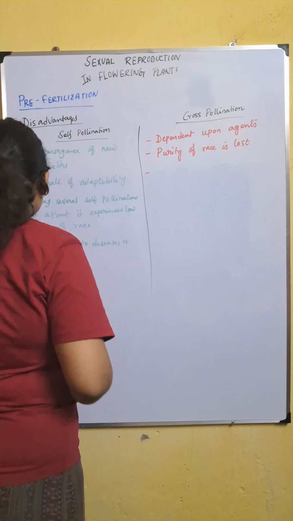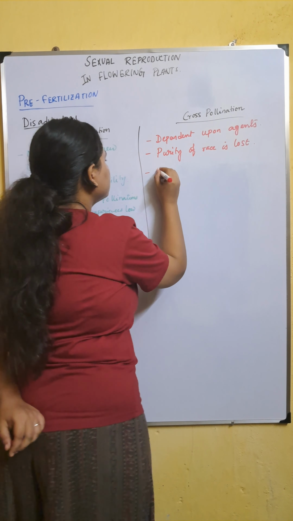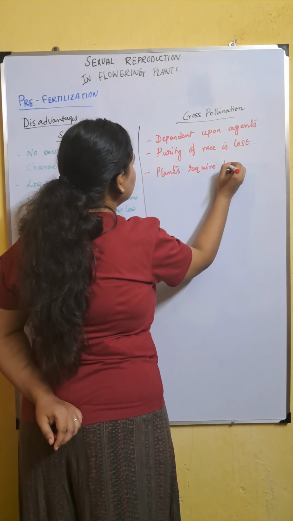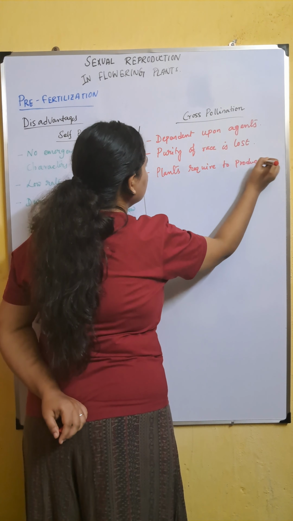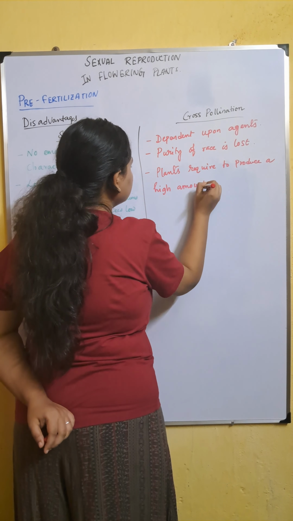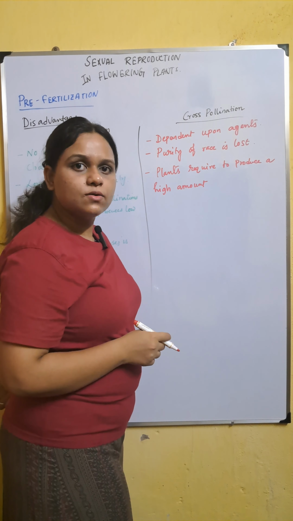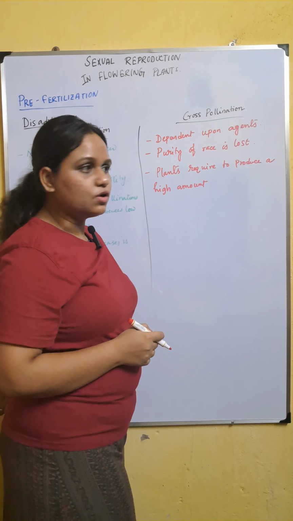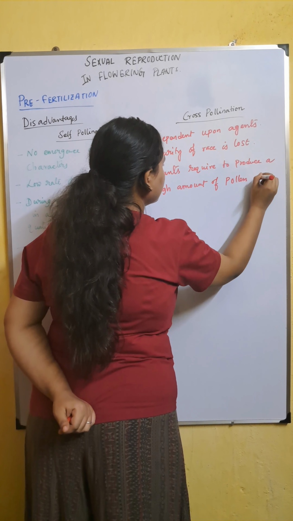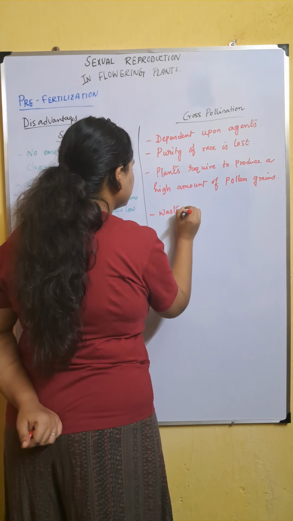Again, the plants are required to produce a high amount of pollen grains, because it is dependent upon agents and it is a very uncertain process, so it requires making a large amount of pollen grains. Wastage of pollen grains also occurs.